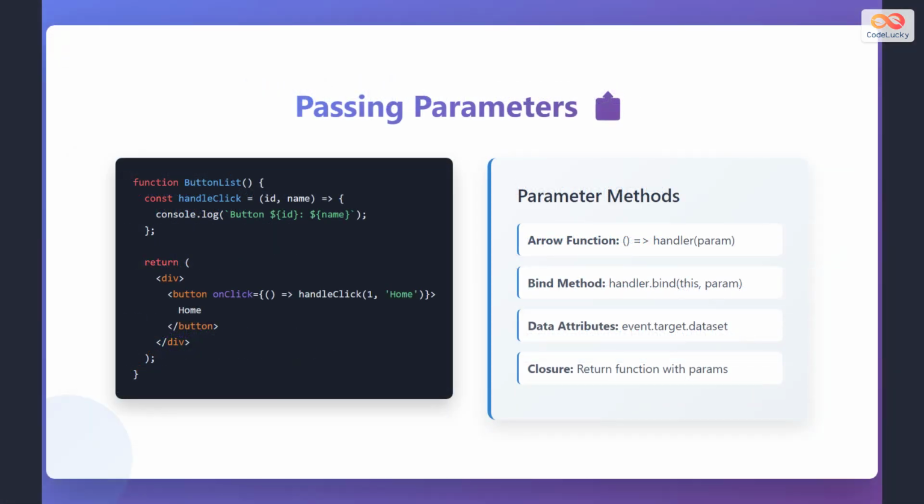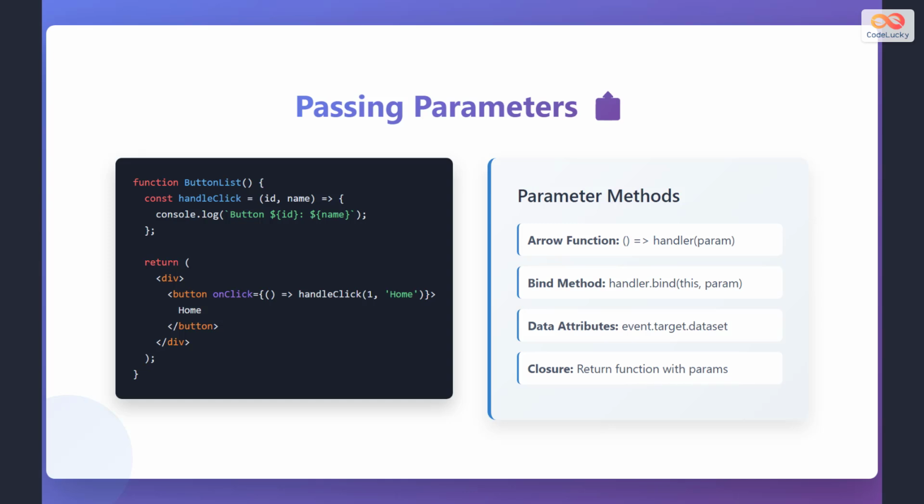Let's understand how to pass parameters to event handlers. Sometimes we need to pass custom parameters to our event handlers. Here's an example. The ButtonList component defines a handleClick function that takes an ID and a name as parameters. The onClick event is set to an arrow function that calls handleClick with the specified parameters.